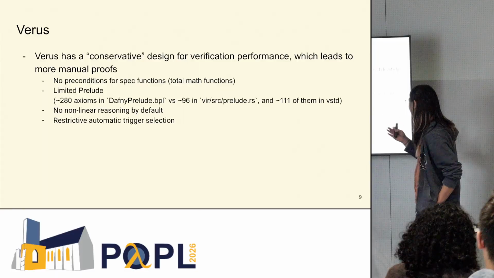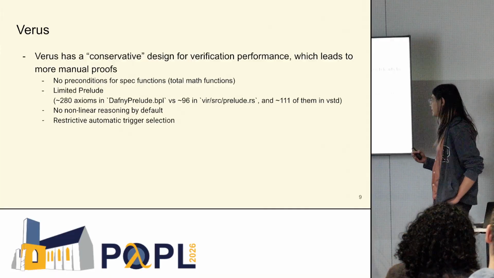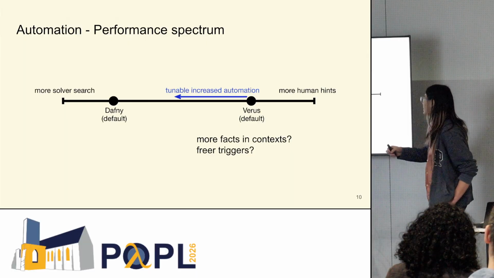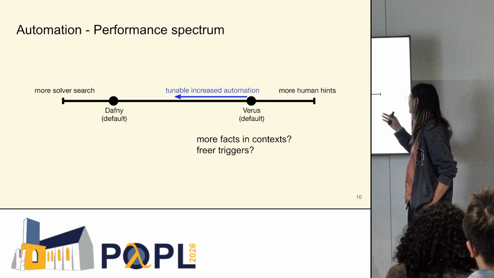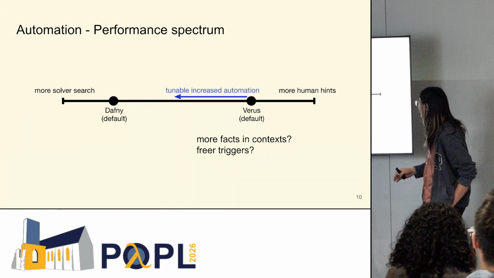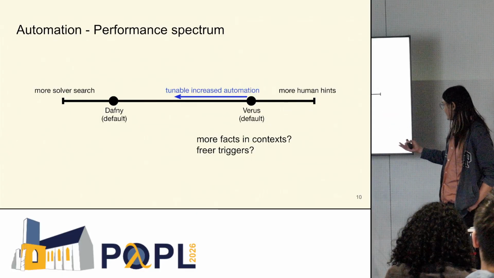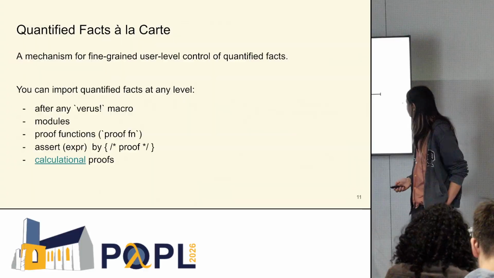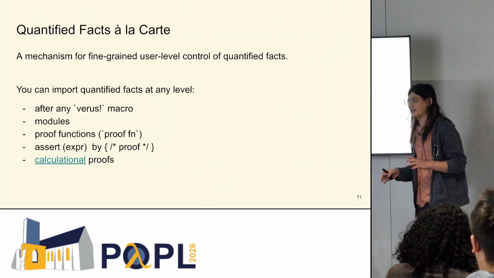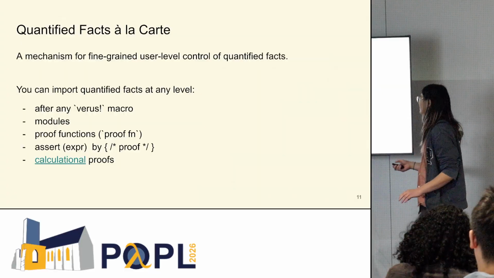The axioms in Dafny. There's no nonlinear reasoning by default, and there's a more restrictive automatic trigger selection, which I'll also get into later. So the goal of this project is to see how we can increase automation in Verus by pushing it closer to Dafny, and we explore two axes. One is more implicit context, or having freer triggers. To manage proof context at the user level, we introduced a mechanism called broadcast.